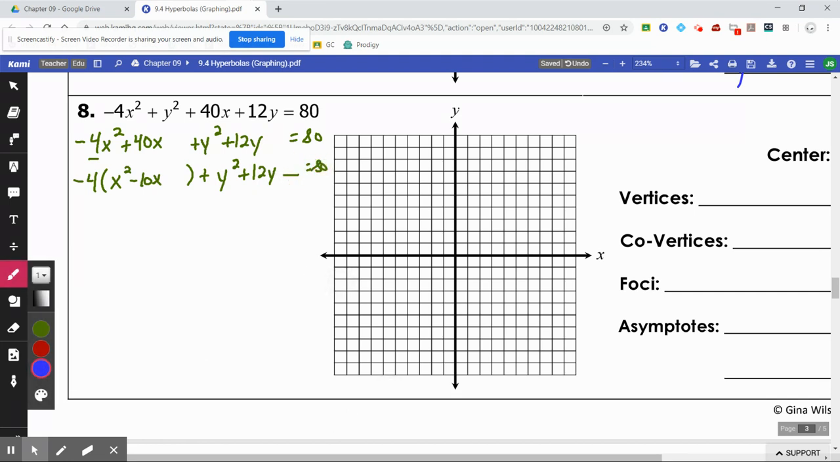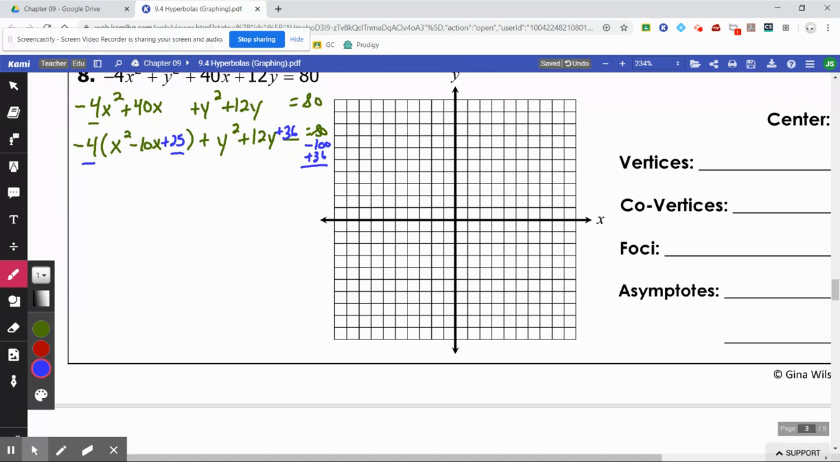Now let's go through and complete that square. Half of negative 10 is negative 5. Square it gives you 25. Be careful what you add to both sides because you did not add a 25 to this side. You added negative 4 times 25, which is a negative 100. Inside the second parentheses, half of 12 is 6. Square it gives you a positive 36, so add that also to both sides. So anytime we complete the square, our next step is to always factor. This will factor into x minus 5 squared, plus the y stuff will factor into y plus 6 squared, equals, this is 16 on the other side.